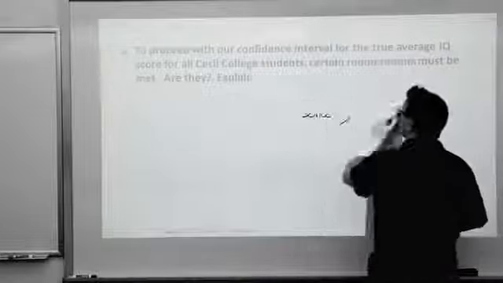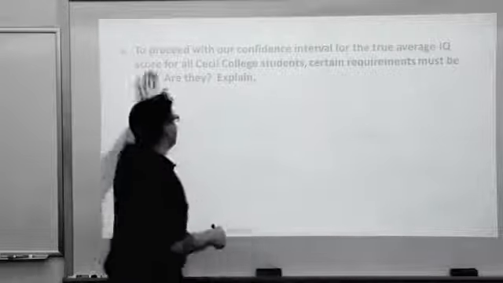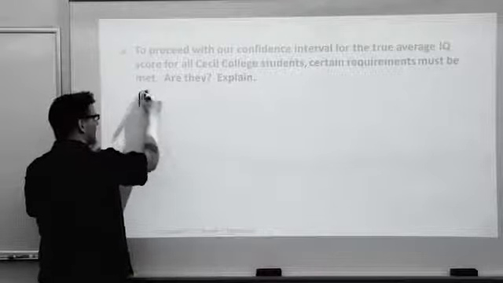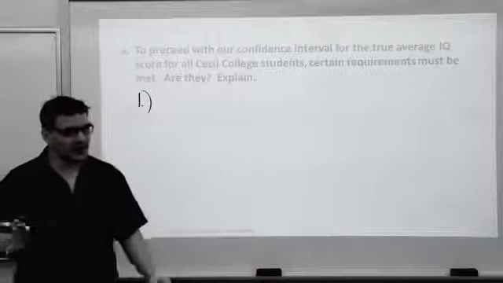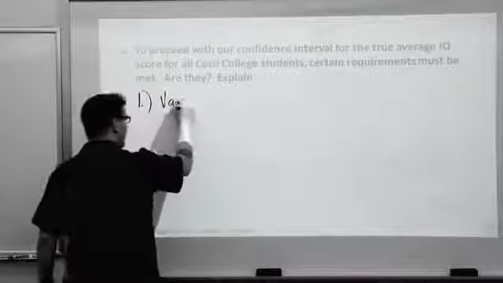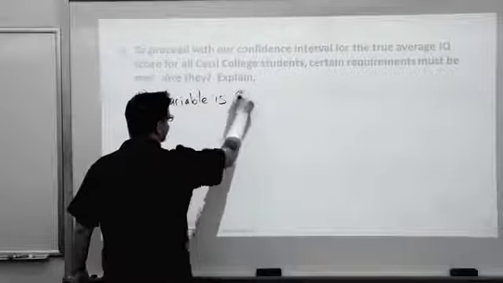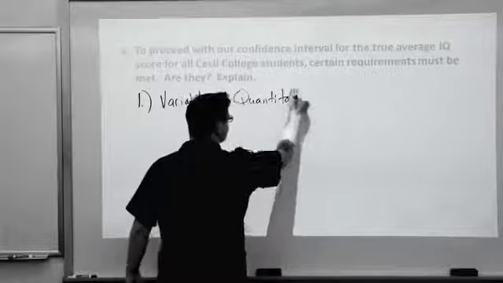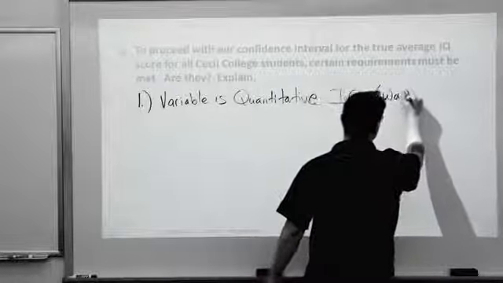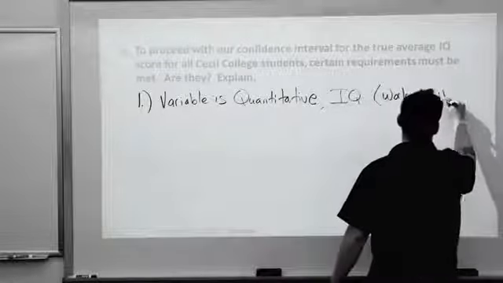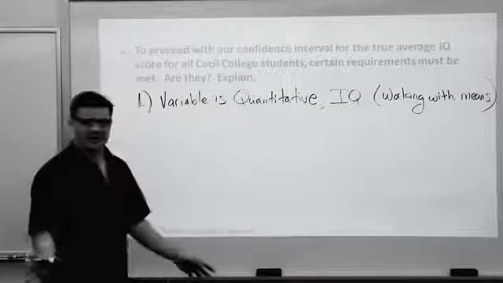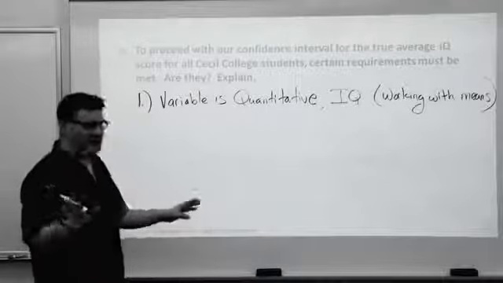To proceed with our confidence interval for the true average IQ at Cecil College, certain requirements must be met. Are they? And explain. Number one. What kind of variable am I working with? I'm working with a quantitative variable. It's IQ score, right? So that's the first thing we're always thinking about. Variable is quantitative, and we're working with means. So we know we're not going to veer down this proportion path here. We're on the mean path.